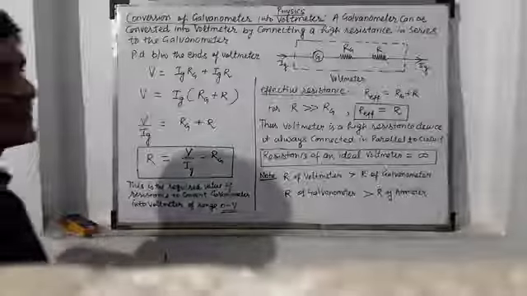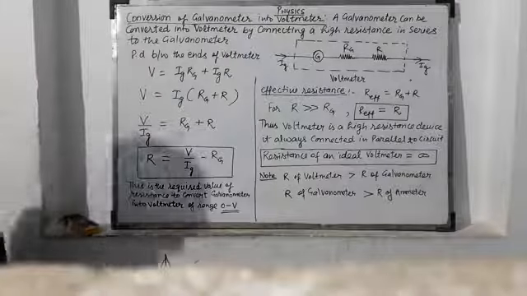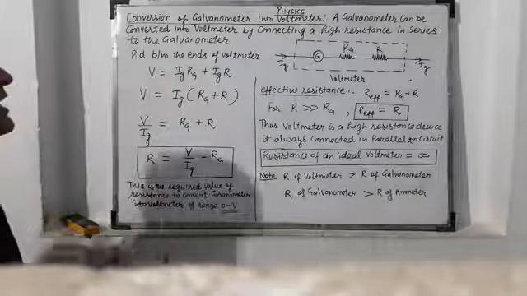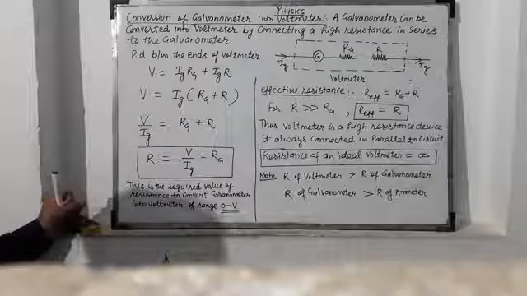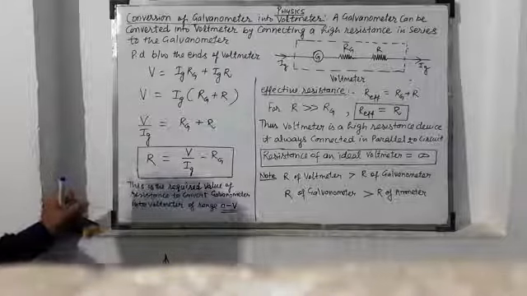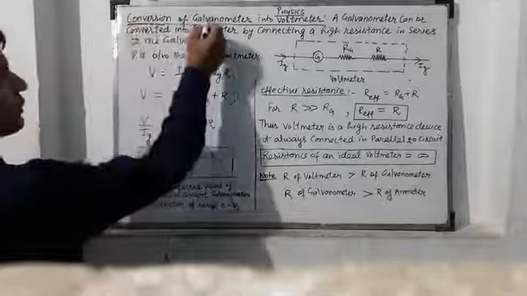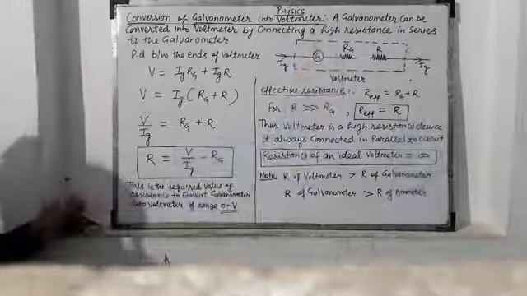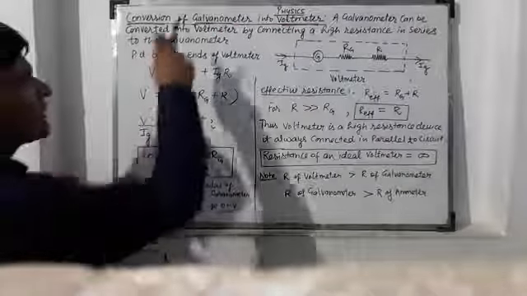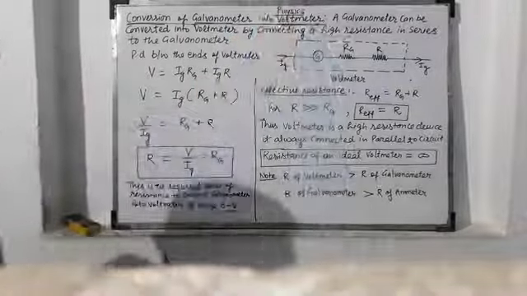Good morning students. In the last lecture we discussed the conversion of a galvanometer into an ammeter. In this lecture we start with the conversion of a galvanometer into a voltmeter. Now we convert a galvanometer into a voltmeter.